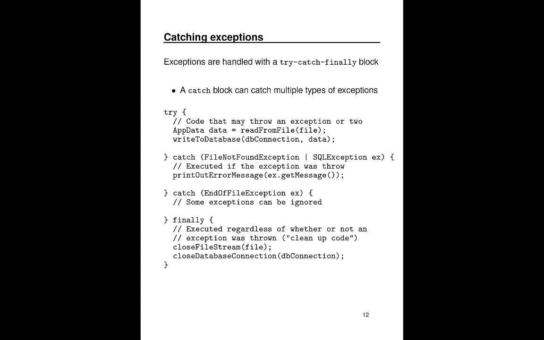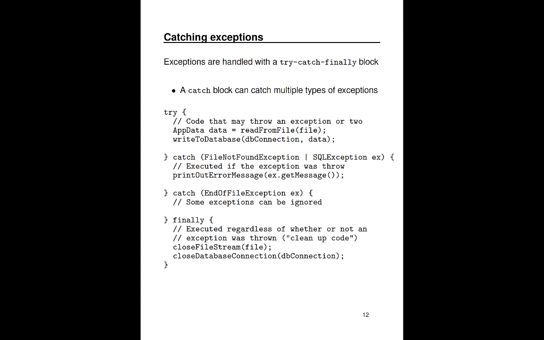Now, I mentioned before that an exception can be caught and handled and have the program do something in response to an exception being thrown. And the way you do that syntactically is that when you call a method that might throw an exception, you surround it with what's called a try-catch-finally block. So here we call a couple of methods that might throw some exceptions. Inside that try block, we're going to say, hey, try executing this code, and there might be some exceptions that are thrown. So we're going to call that readFromFile method, which might throw a file not found exception.